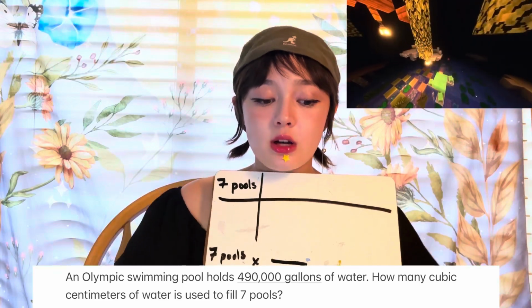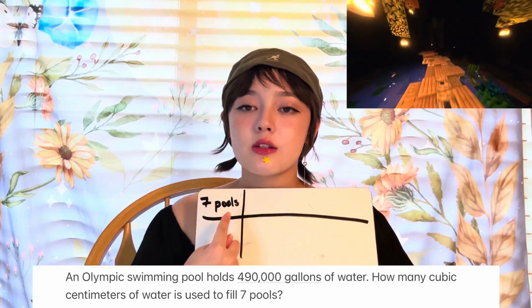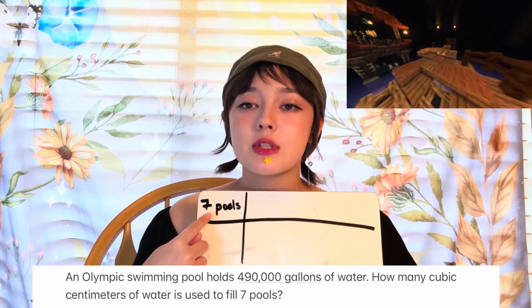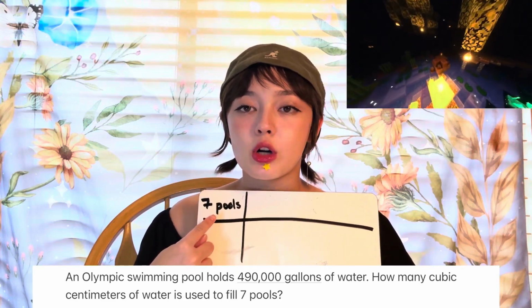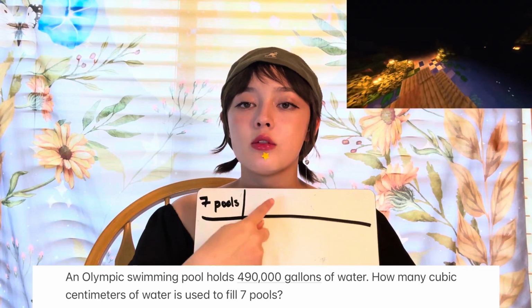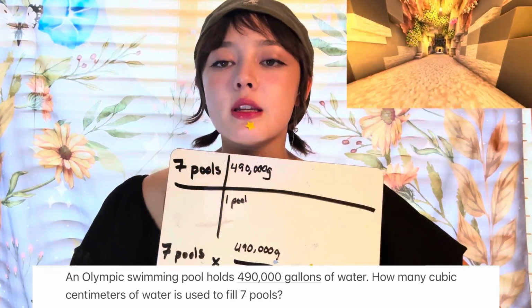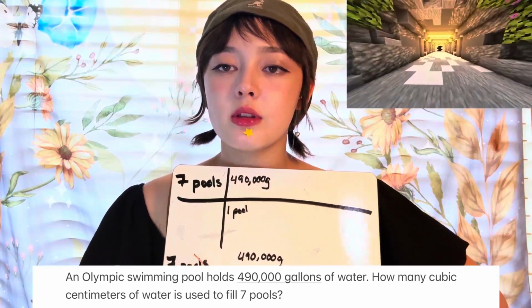All right, so we start with 7 pools. No matter which way you do it, what you need to cancel out has to be on the bottom, okay? So I have 7 pools, and my conversion factor is 1 pool per 490,000 gallons. So on the bottom, I'm gonna have 1 pool for 490,000 gallons. As you can see, now that we have pool on the bottom, we can cancel that out, okay?